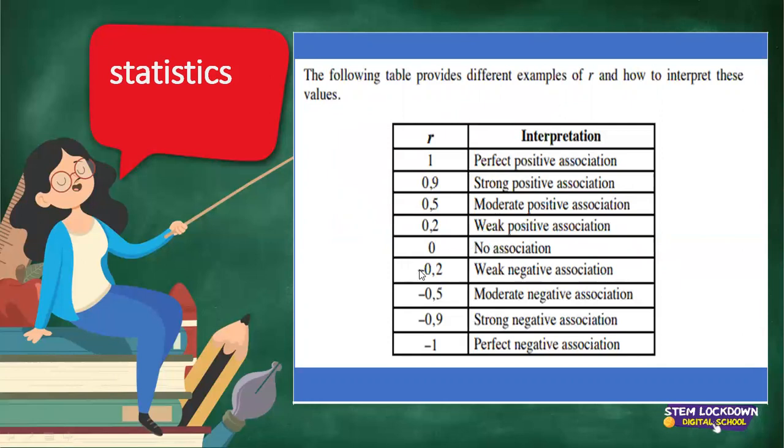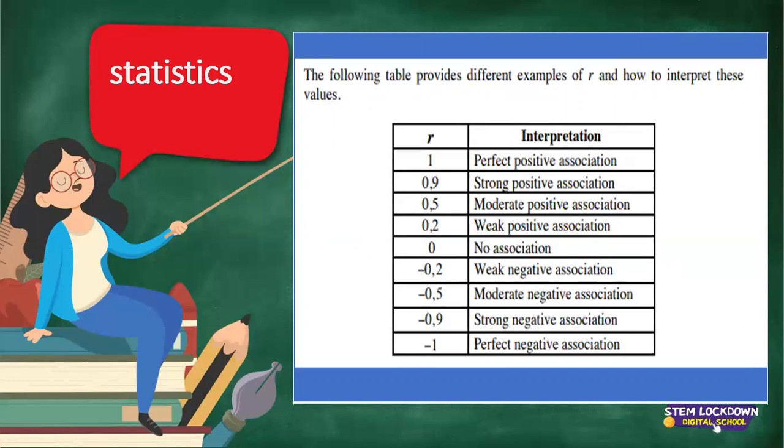And then when you get negative 0.2, we say there's a weak negative association, a weak negative relationship. So negative 0.5 is stronger, a moderate negative relationship compared to 0.2. Negative 0.5 is a moderate negative association, negative 0.9 is a strong negative association, and then we have -1, which is perfect negative association.